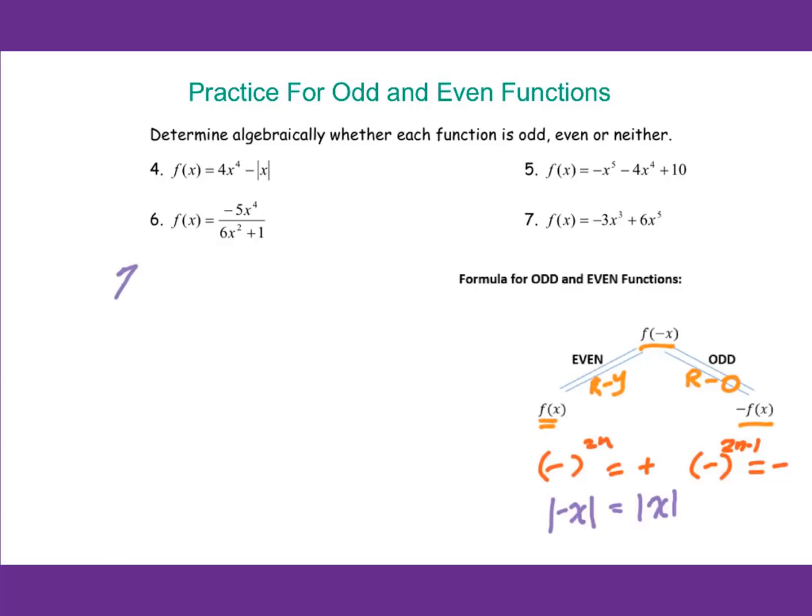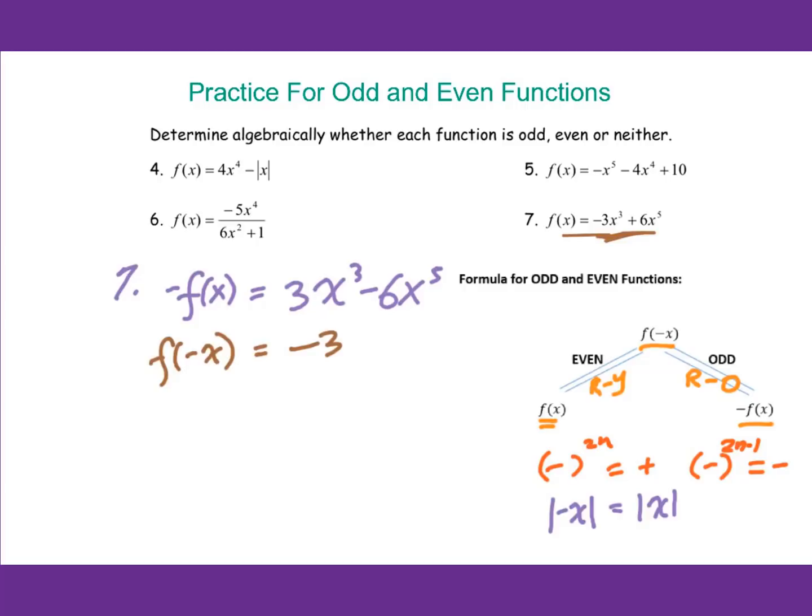For number 7, negative f of x equals positive 3x to the third power minus 6x to the fifth power. f of negative x means every single x turning into negative x in this original function. Therefore, we got negative 3 times negative x to the third power plus 6 times negative x to the fifth power.